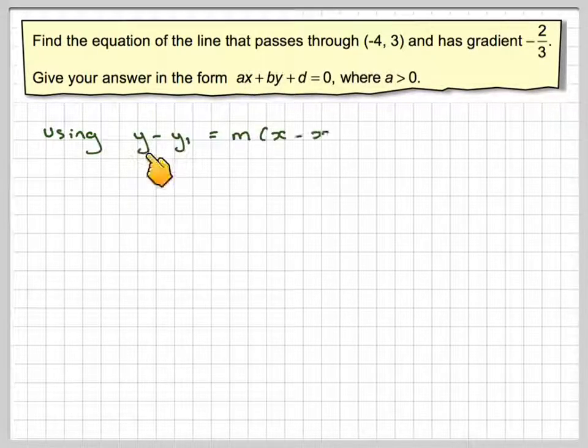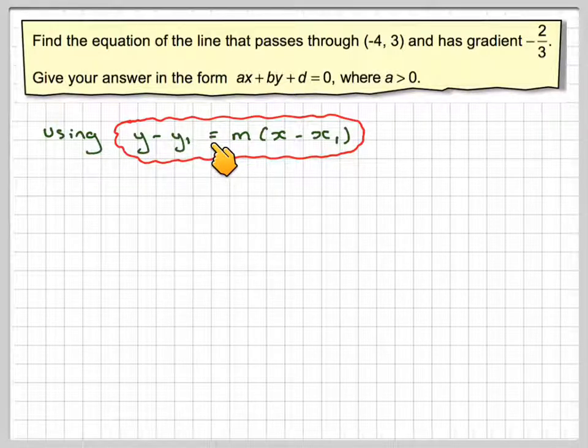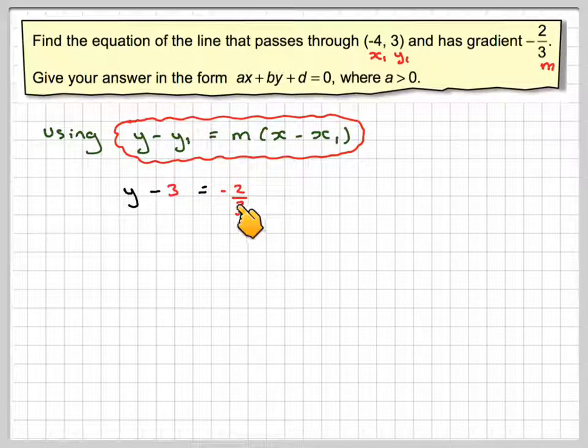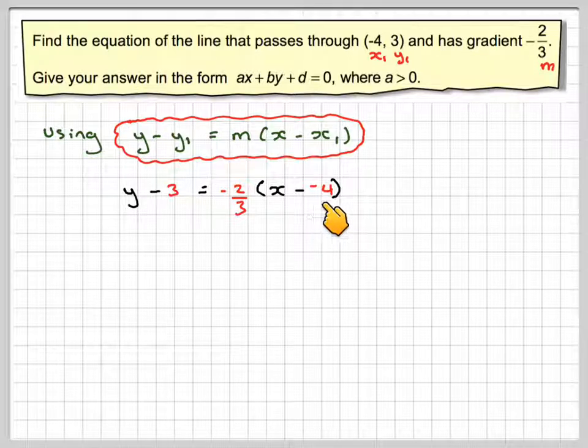Okay, using this formula y - y1 = m(x - x1), and then writing underneath here x1, y1, and here m, we've got y - 3, y1, is equal to m, which is -2/3, brackets x - (-4), because x1 is -4. So be very careful with the signs.